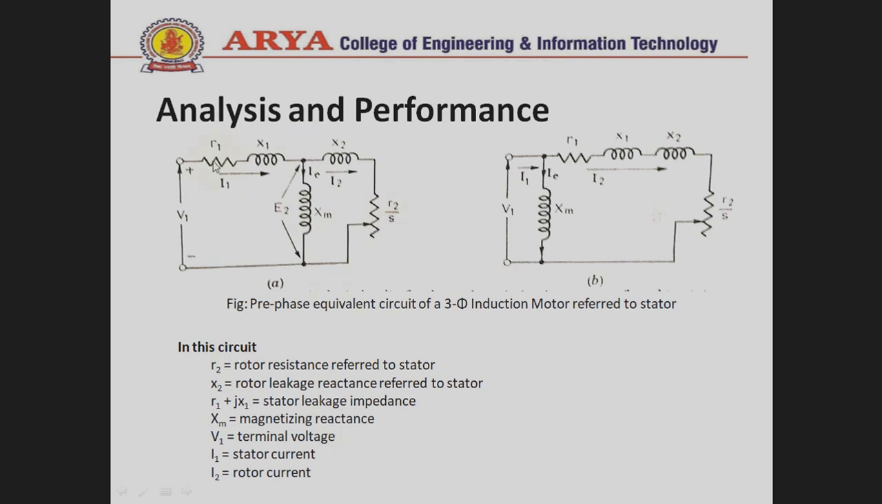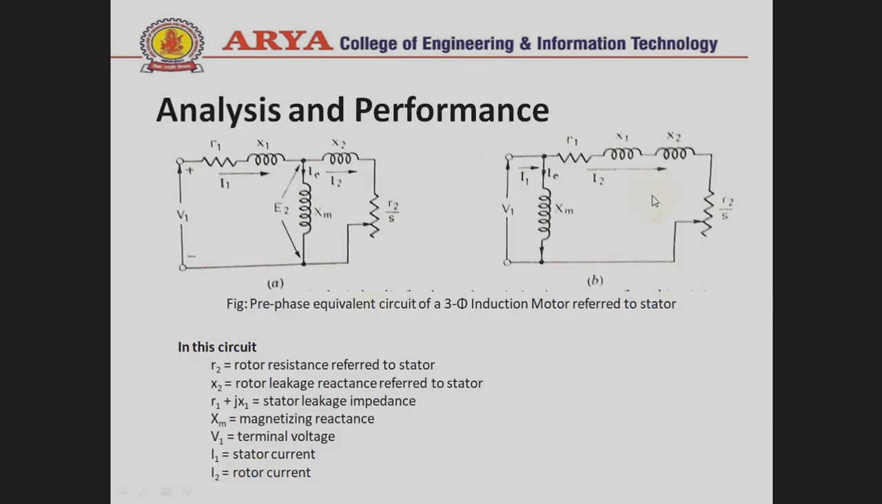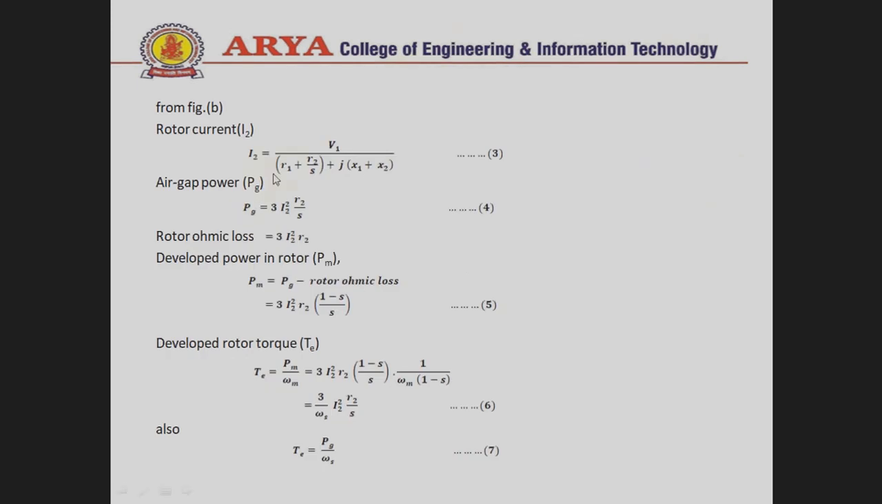In this circuit, you can see that R1 is the stator resistance, and R2 is the rotor resistance referred to the stator, X2 is the rotor leakage reactance referred to the stator, X1 is the stator leakage reactance, Xm is the magnetizing reactance, V1 is the terminal voltage, I1 is the stator current, and I2 is the rotor current. Now from figure B, if we calculate I2, we apply KCL and calculate by this formula.